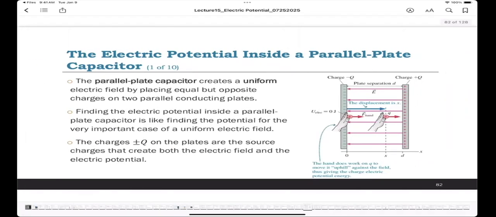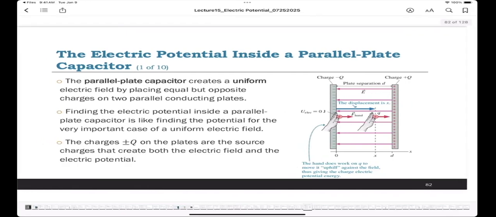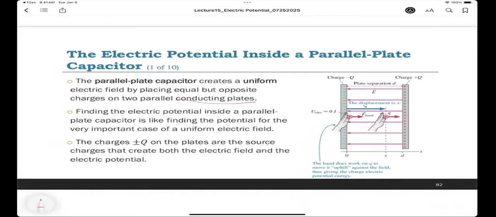The parallel plate capacitor creates a uniform electric field by placing equal but opposite charges on two parallel conducting plates. This we talked about in the last class. Finding the electric potential inside a parallel plate capacitor is like finding the potential for the very important case of a uniform electric field. The charges, positive Q and negative Q on the plates, are the source charges that create both the electric field and the electric potential.